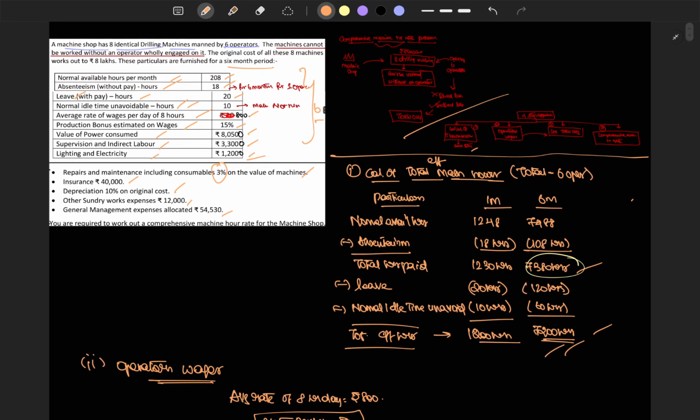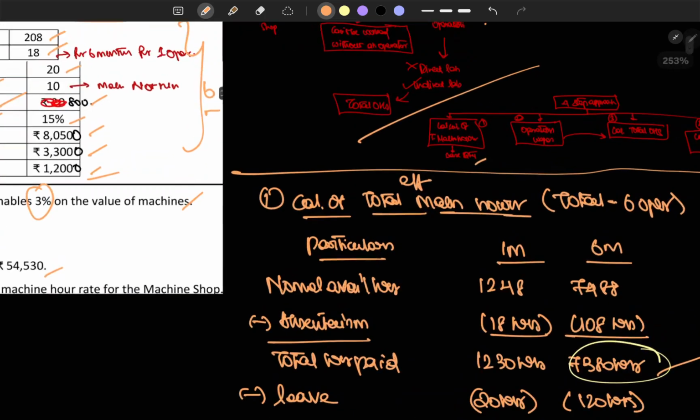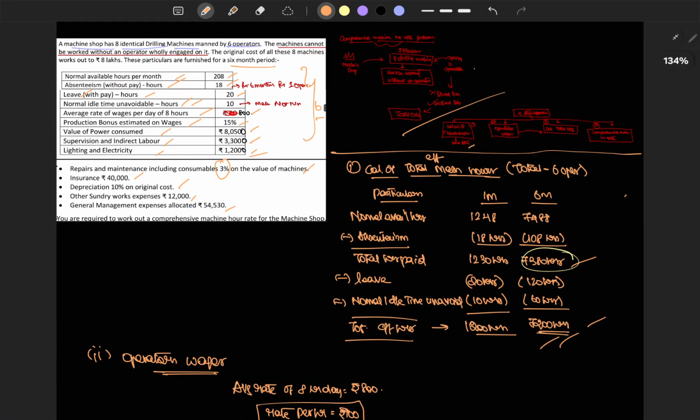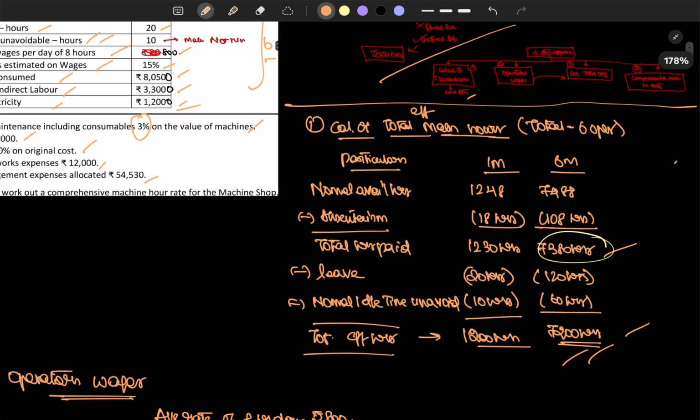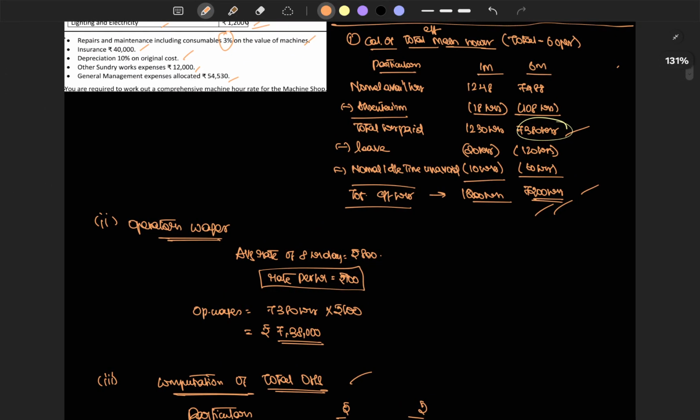I hope you guys have understood. Let's recap. In the machine shop there are 8 identical drilling machines. The drilling machine value is 8 lakh, and it was operated by 6 operators, and the operators were paid for around 7,380 hours. From that they were also paid for leave, and some unavoidable idle times happened in the factory also. So for that also we have paid. So we are deducting that amount, and we are taking the total effective hours the machine worked during the period, and we have found the operator wages here.